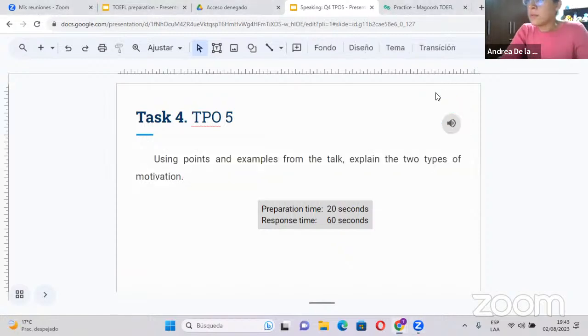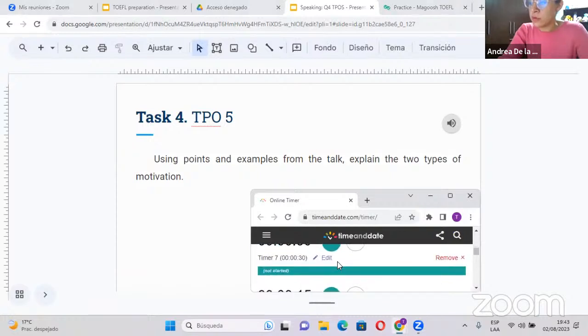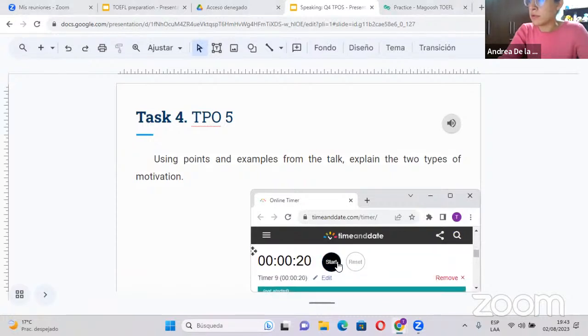Now, using points and examples from the talk, explain the two types of motivation. You will now have 20 seconds to prepare your responses.